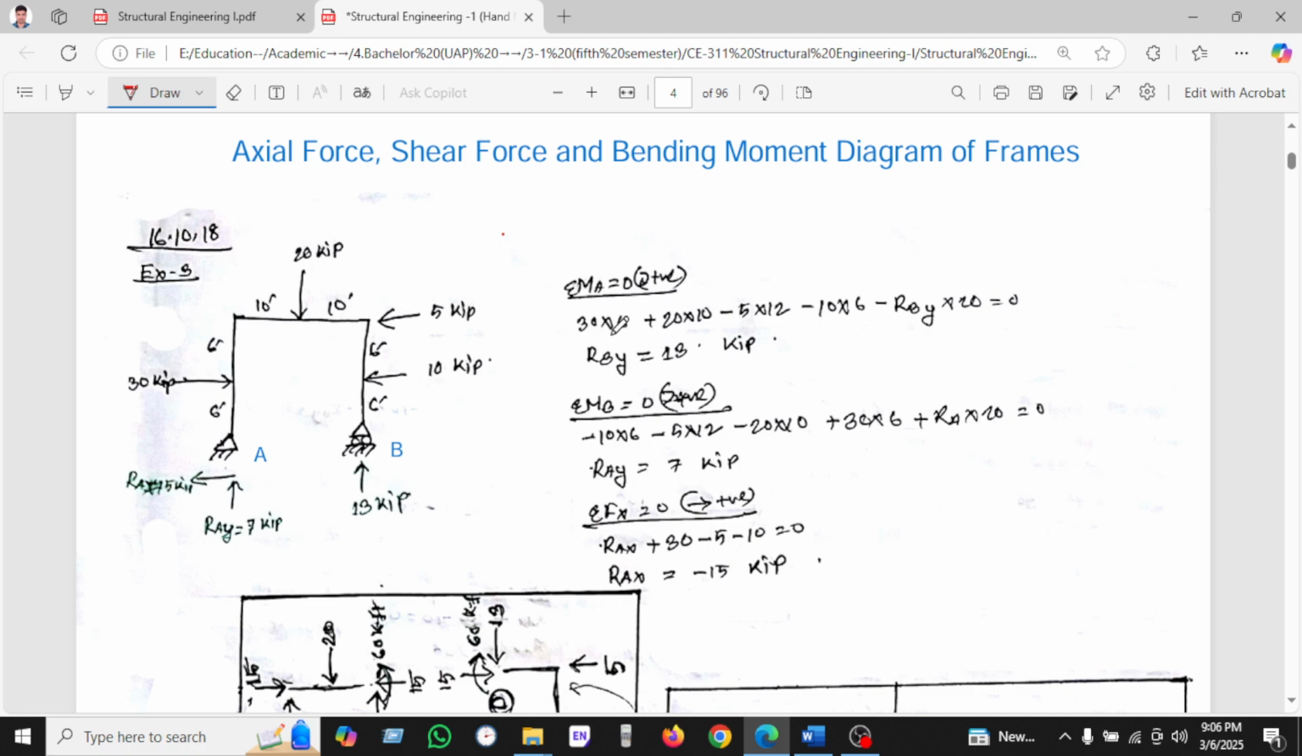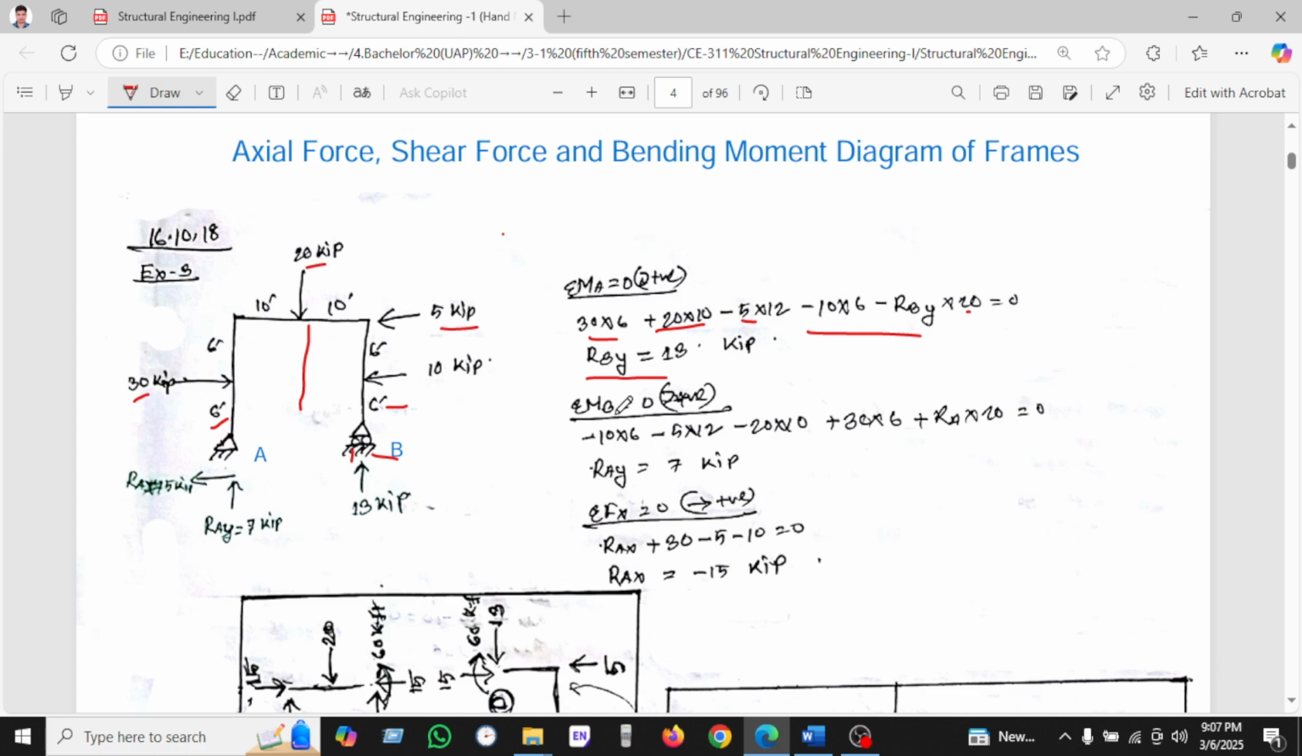We are going to find out the reactions. We are taking the moment at point A. So we can see 30 into 6. This is the 30, force into perpendicular distance, and 20 into 10. This is the 20, and the perpendicular distance is 10, and minus 5 into 12. Here is a 5, and 12 is the perpendicular distance, 6 into 6. And the last one, 10 into the perpendicular distance 6, and RB into 10, which is 20. In this way you can find the reaction at B, which is 30 kip. It is the vertical force at point B.